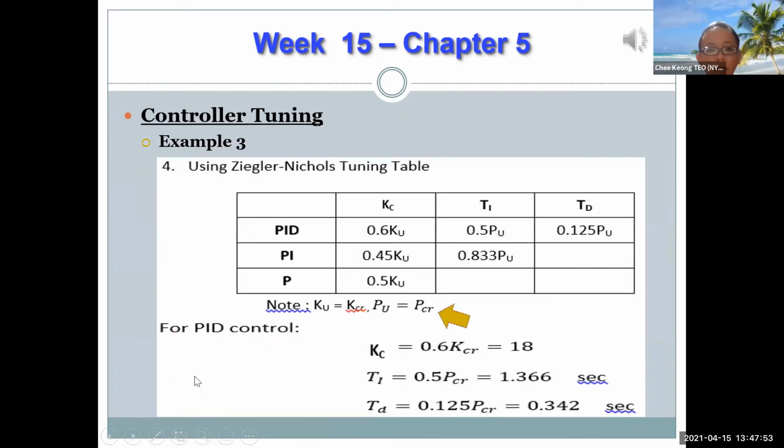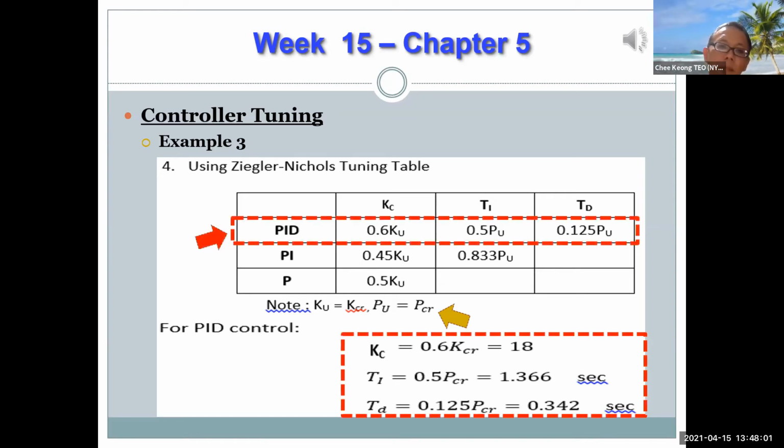After determining KCR and omega CR, we let KCR and PCR equal KU and PU. Using KU and PU, we can determine KC, TI and TD for either a PID, PI or P controller. In this example we are finding the coefficients for a PID controller. Hence we can use the formula and calculate KC, TI and TD, with values 18, 1.366 seconds and 0.342 seconds respectively.